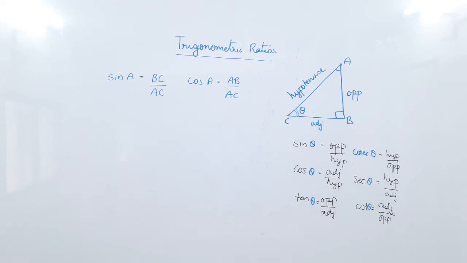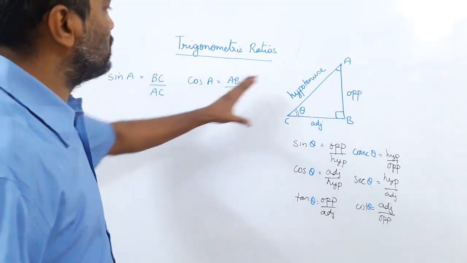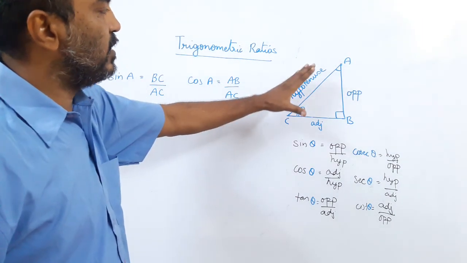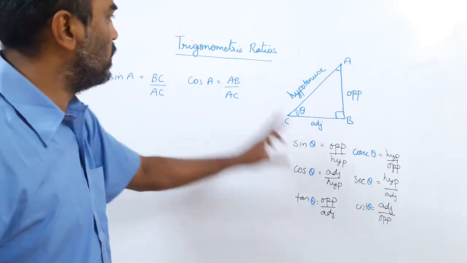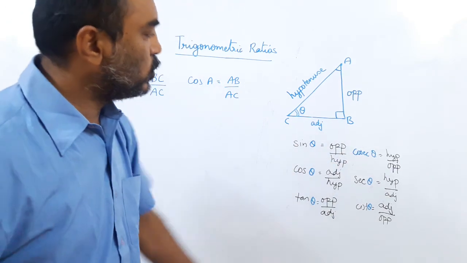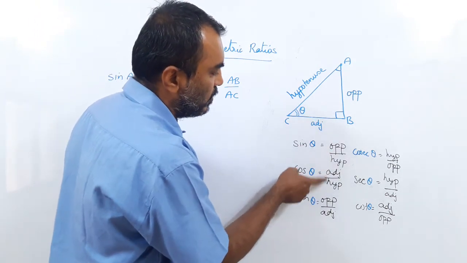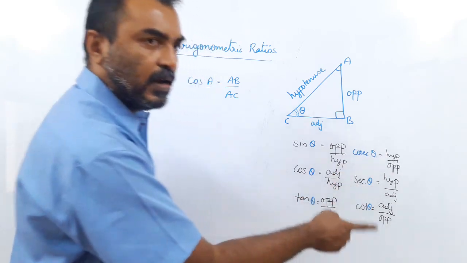I want the first chapter to be thoroughly understood, that the trigonometric ratios, see I have named here, trigonometric ratios. So what are these ratios? There are 6 ratios in a triangle. A triangle has 3 sides, 6 ratios are possible. So trigonometric ratios are the names given to these ratios. So you can exactly see they are nothing but ratios of the sides. Yes? What are they? Ratios of the sides.